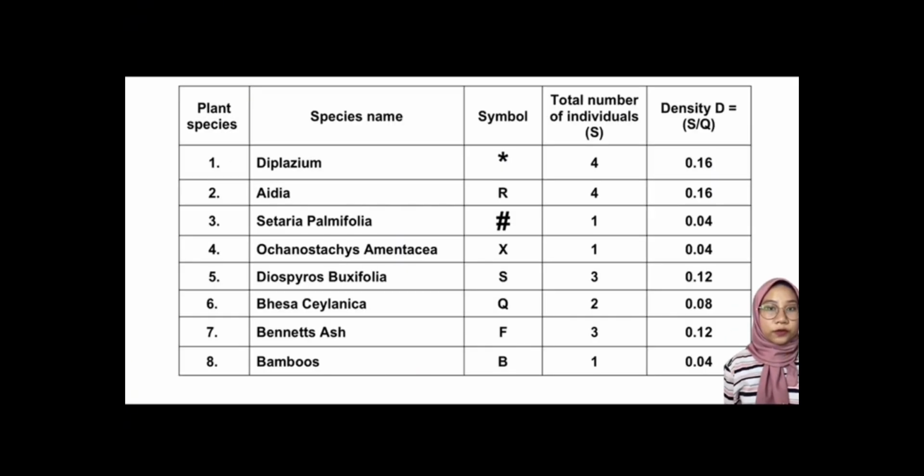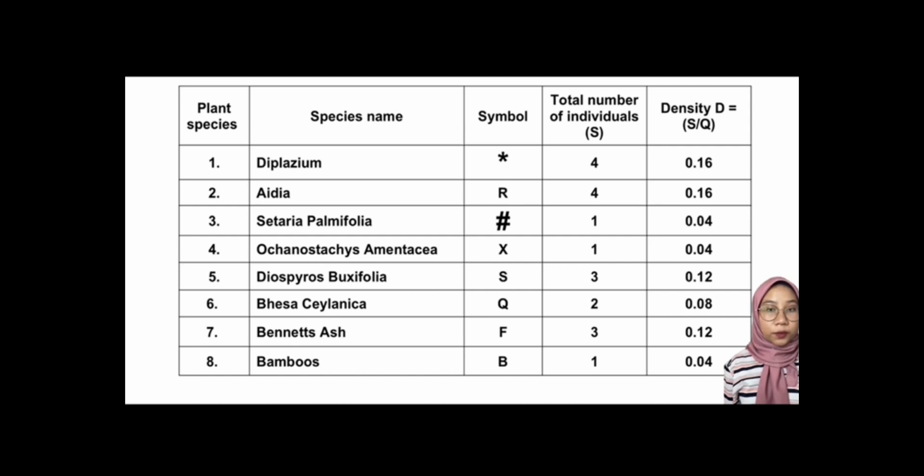In the results, in the quadrat we found 8 different species of plants. For 4 species such as Diplazium and Idea, the total number of individuals is 4, and these species disperse over a wide range. The density is 0.16. For species such as Setaria palmifolia, Orchanostasis, Amantaceae, and Bamboo, the total number of individuals is 1, and these species do not disperse.